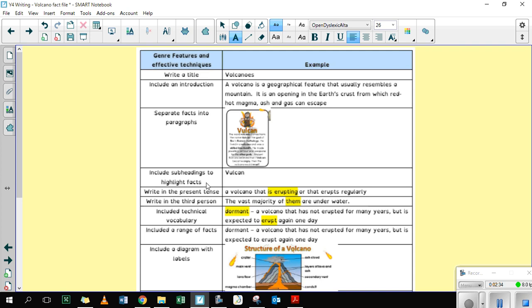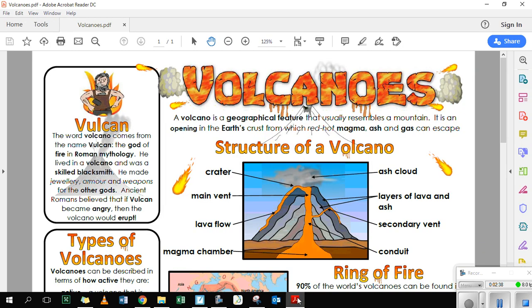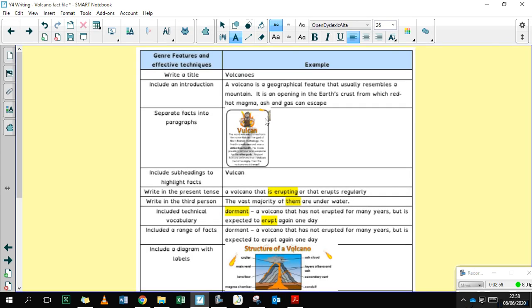You'll need a little introduction which just introduces volcanoes. So if we have a look at my example here, this is my introduction, and as you can see, it's just 2 sentences long. A volcano is a geographical feature that usually resembles a mountain. It is an opening in the Earth's crust from which red-hot magma, ash, and gas can escape. And that's given a really quick and easy introduction to the fact file.